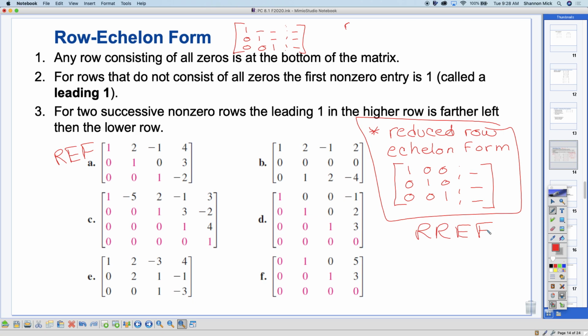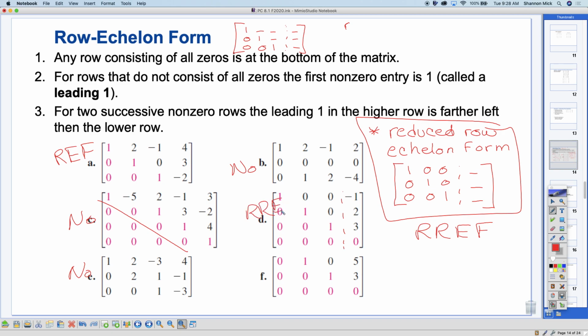Okay, is it C? No, because the ones are not on the main diagonal, which would be right here, correct? And they're not there, are they? No, not even close. Yeah, that one's RREF. No, wait. Well, actually, this one would be reduced row echelon form.